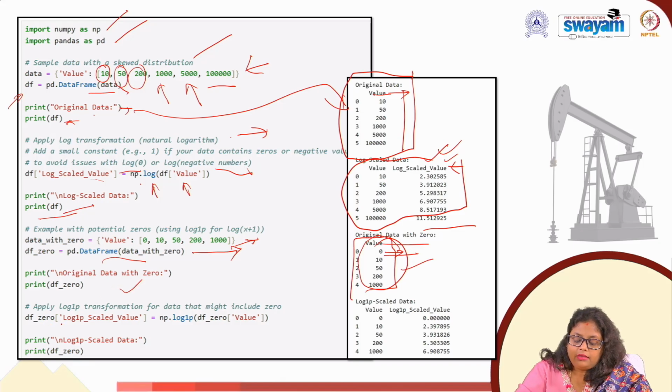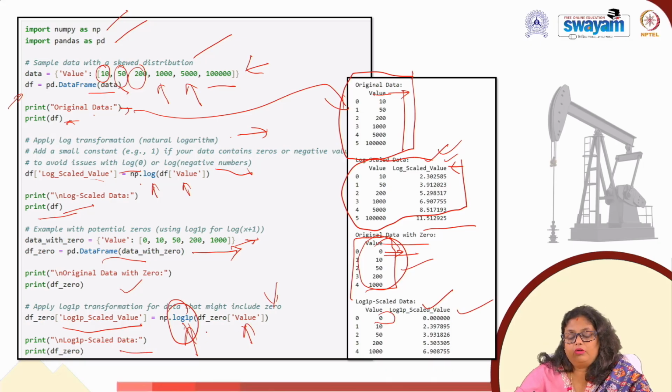Now apply the log1p transformation for data that might include 0. How to handle this scenario? df_0 log1p. This is the one column I have added, log1p_scaled_value, using np.log1p. So we are calling log1p and passing the df_0 value. What it does is handle the situation of 0 when we call log1p. When there is no 0, we call the regular log function. This is the way we handle it if there is a 0 value present in the data.